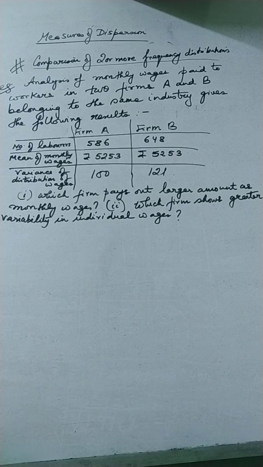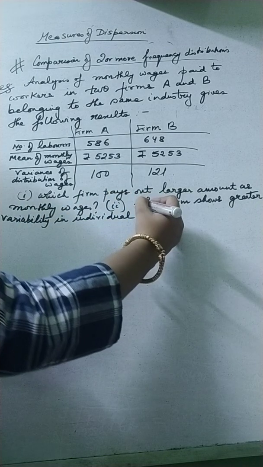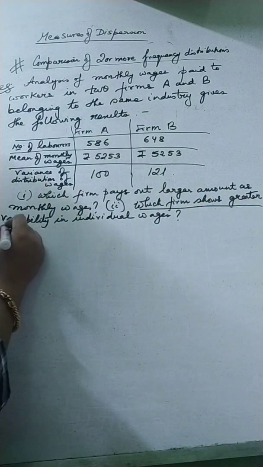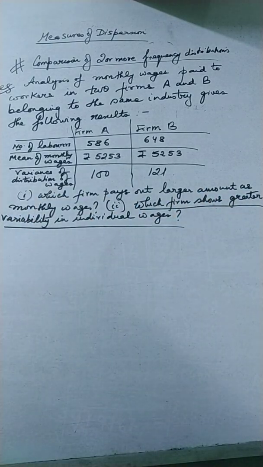But what are they asking? They are asking you to find which firm is paying out larger amount as monthly wages. Okay, per month, which firm is paying out greater amount of money as wages. And the second part says, which firm shows greater variability in individual wages? This is the part where we are going to compare the coefficient of variation. Okay, how for firm A it is varying and how for firm B it is varying.